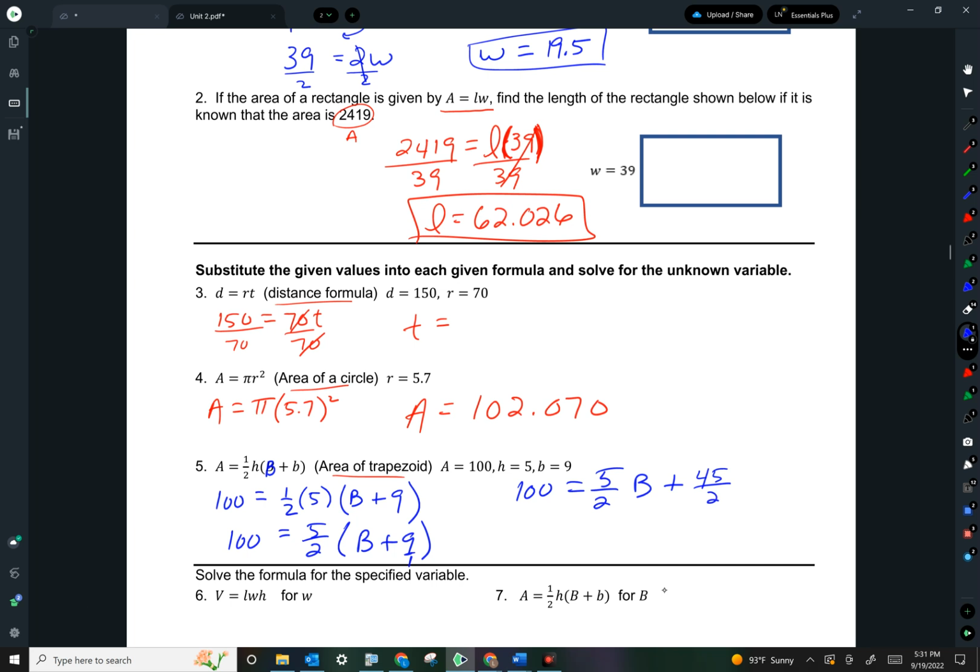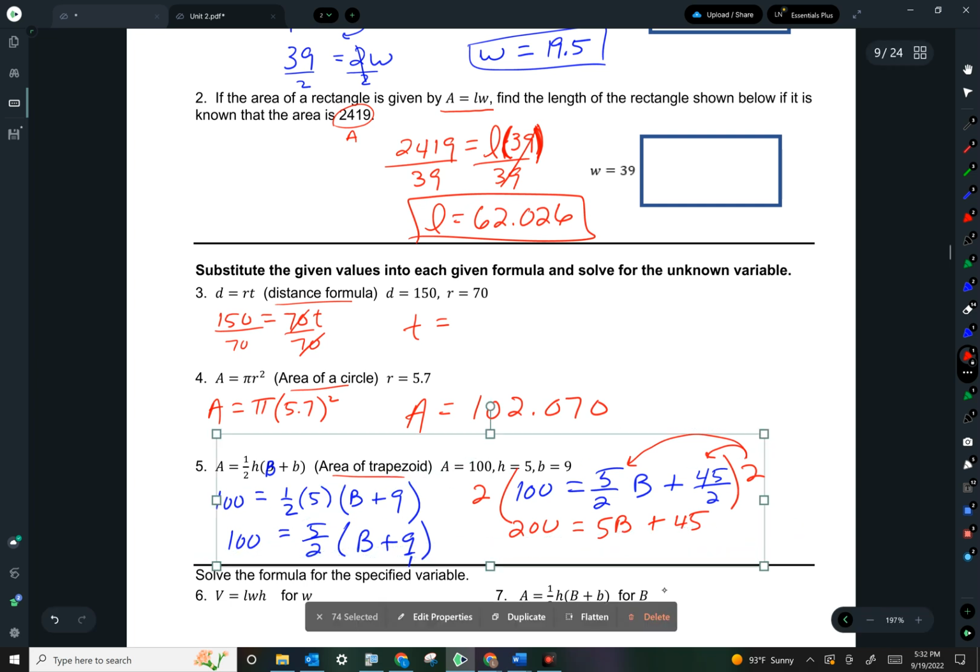Again, pull out the solving skills that we've been using the last several weeks. We said, hey, in order to get rid of fractions, you can multiply both sides by the common denominator. So I'm going to multiply everything on both sides by 2. On the left side, 2 times 100 is 200. On the right side, remember when you multiply 2 times the 5/2, it's just going to cancel the 2. So you have 5B plus, when you multiply the 2 times the 45/2, it's just going to cancel the 2, and we have 45.